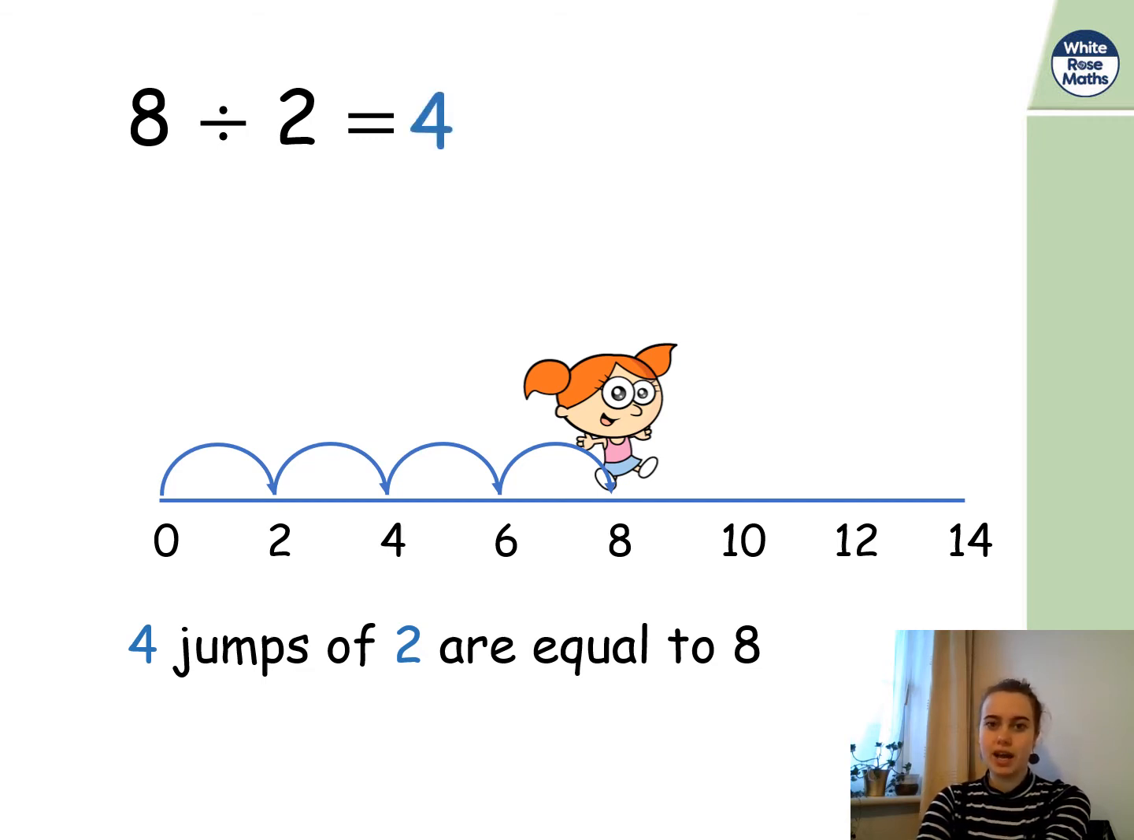So when we do 8 divided by 2, we could use a number line to help us. See, if we count up in 2s, which is what we're dividing it by, how many jumps do we need to do? And in this case, we needed to do 4 jumps.